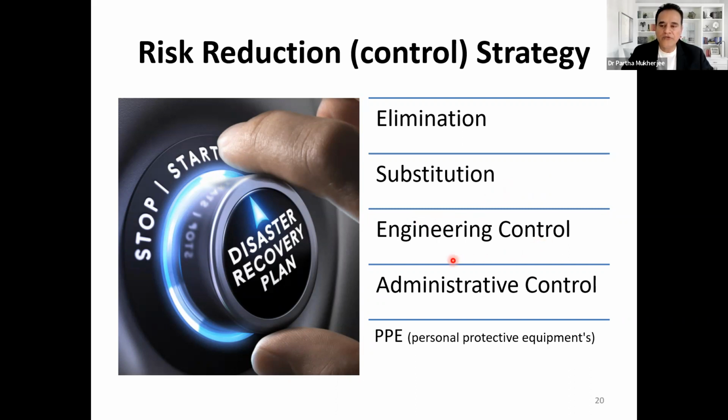Engineering control means you do something technical to resolve the problem. For example, you have a car which is emitting a lot of pollution, carbon dioxide, which is a risk hazard for everyone. So you do a technical solution, an engineering control: you change the carburetor, change the engine, and make sure that the engineering control is put together.